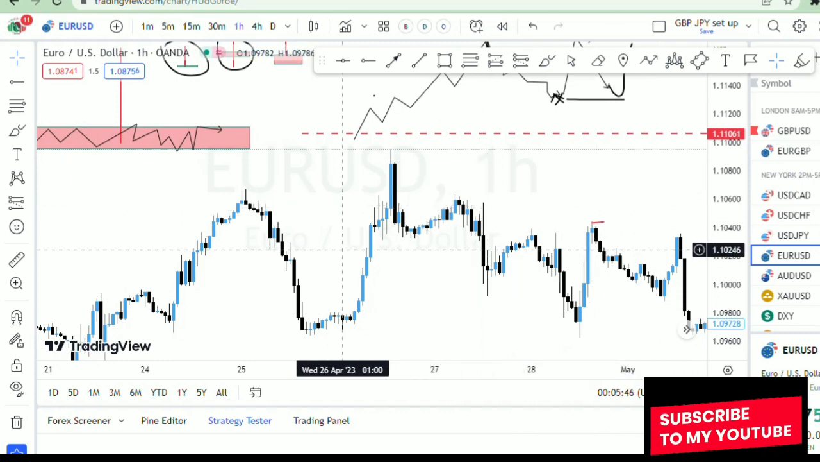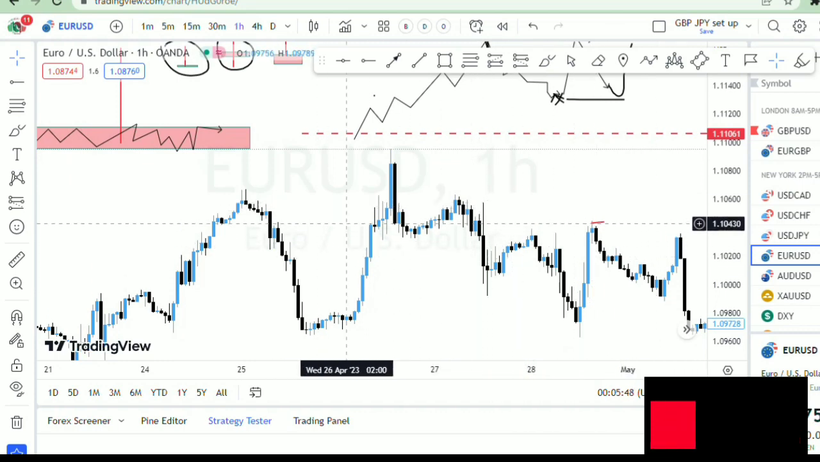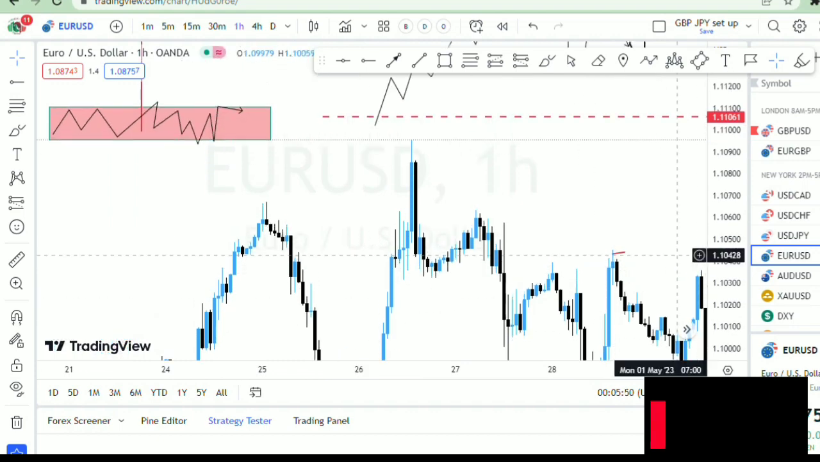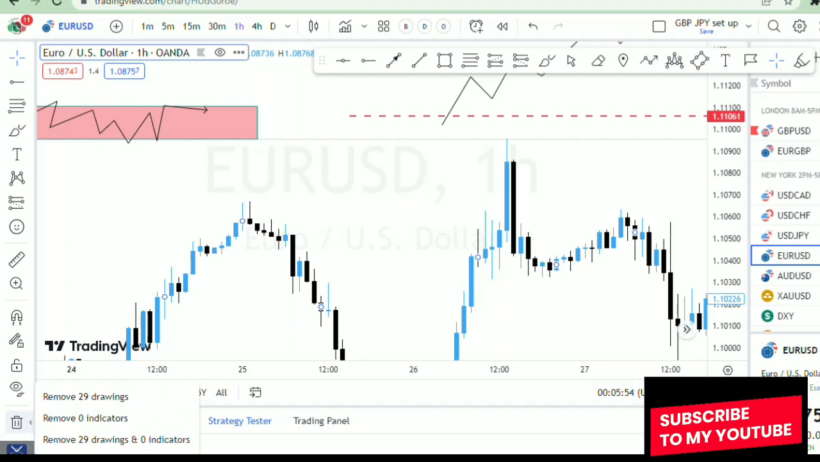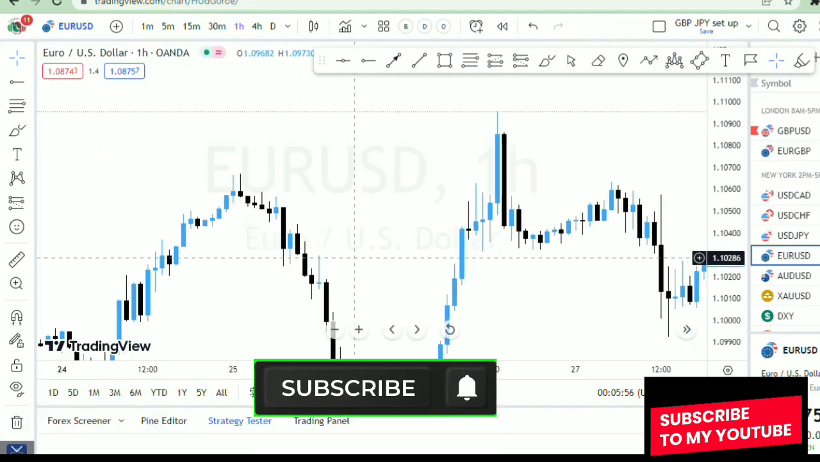All right, so let's take a few examples. Now, for instance, I think I should just delete all the drawings so that we can have a clear chart. Good.